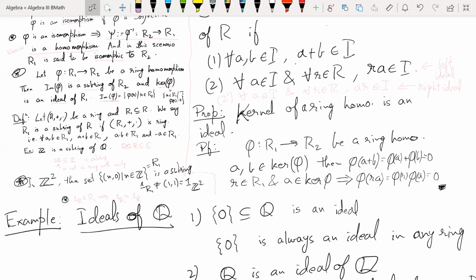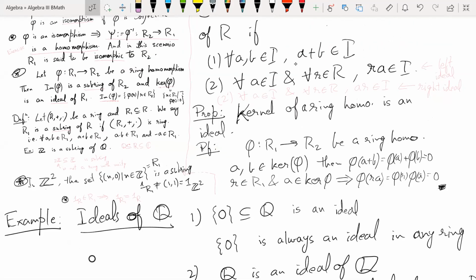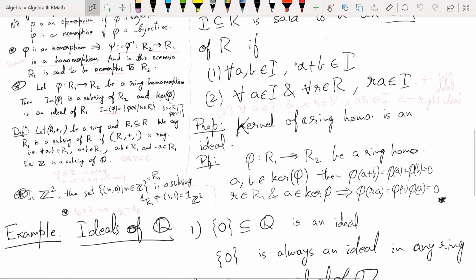So ideals of Q. If you consider the set 0, this is an ideal of Q. In fact, if you have any ring, then the set 0 is going to be an ideal of that ring. This is called the 0 ideal. So this is always an ideal.